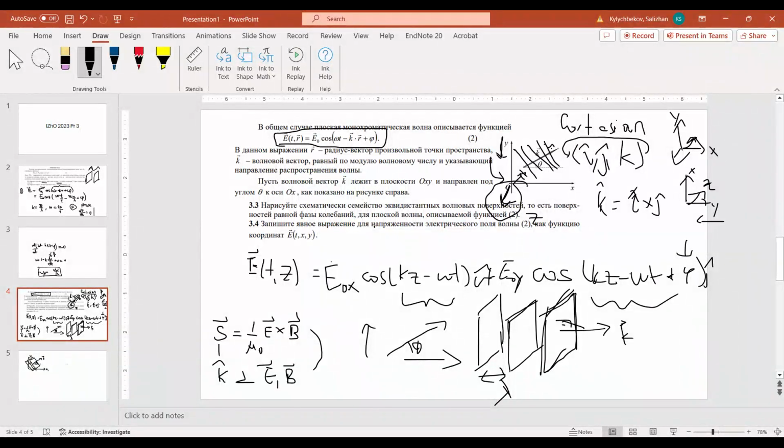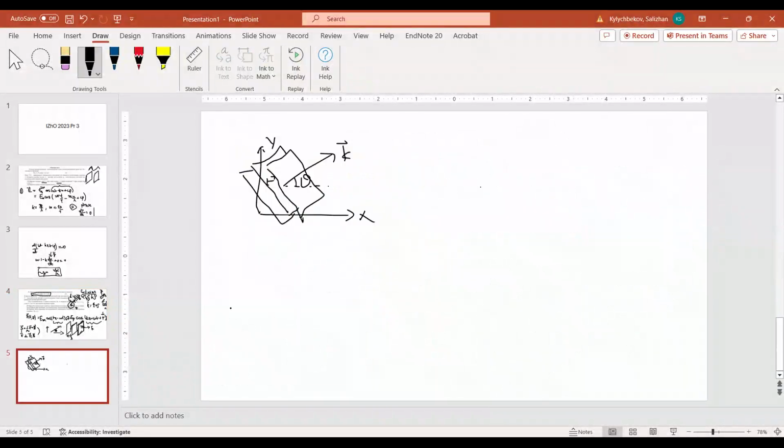Write the explicit expression for the electric field strength. By the way, polarization, it's not related to this directly, but just mentioning. I'm trying to give you as much information as possible so that you will learn. Polarization, unless they mention otherwise, is always the electric field.